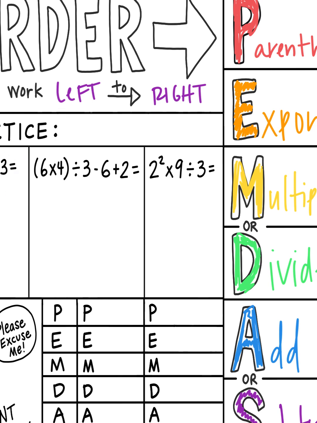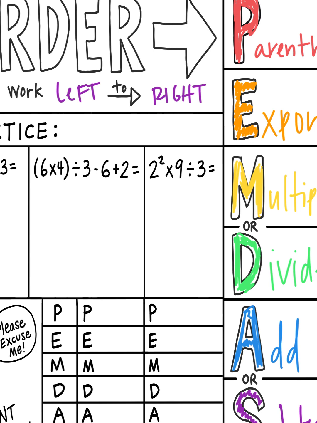Oh, no. Okay, so if I'm solving this problem, I have no parentheses. I have no exponents. So I go straight to the multiply or divide step. Which one comes first if I read this problem left to right? The multiply comes first, right here. So I'm going to do 7 times 6, which is 42.